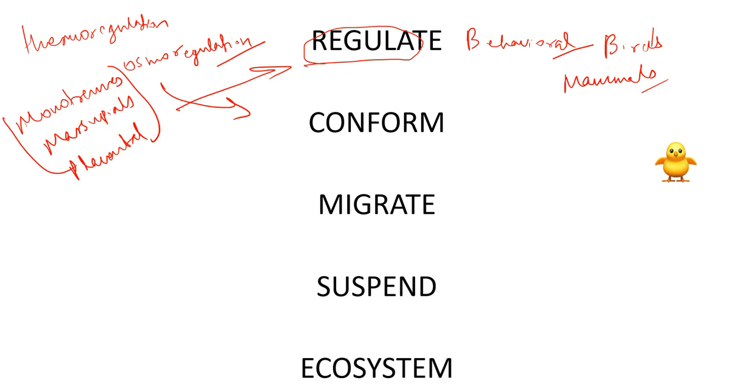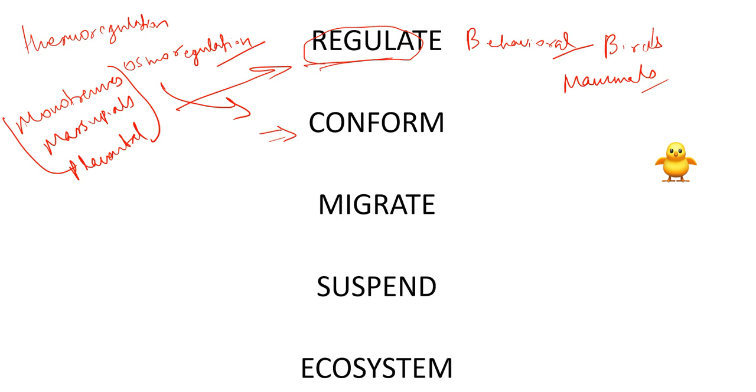Okay. Then coming on to the next thing, which is conform. Just focus. Now we are going to talk about this thing, conform. Now what is happening in conform, friends? What was happening in regulation? In regulation, the constancy of the internal environment was there despite external conditions.